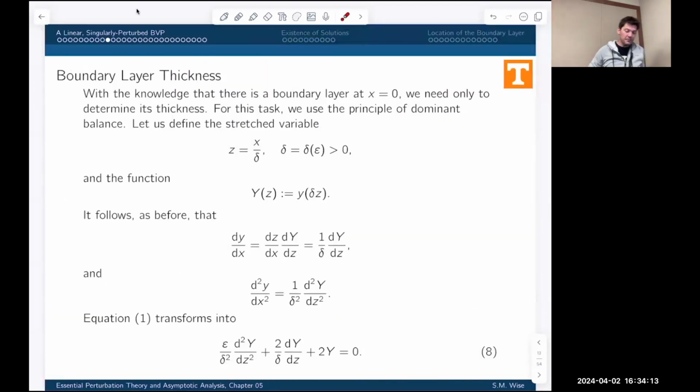The next thing we want to do, you recall probably, or maybe from chapter 1, is we want to determine the thickness of the boundary layer.